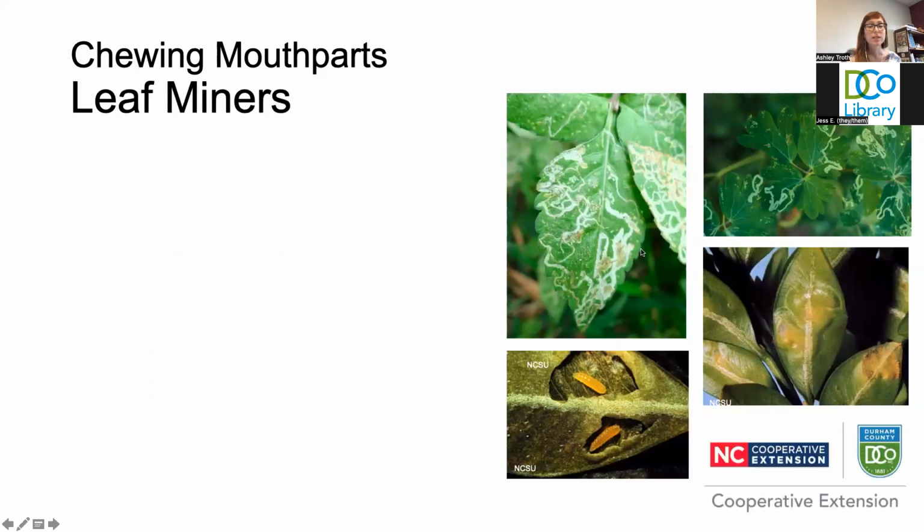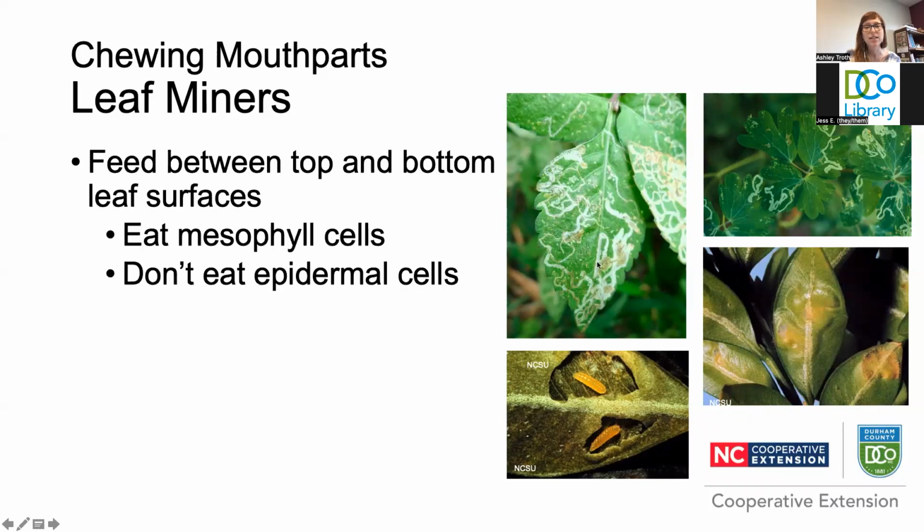Chewing mouth parts, the leaf miners are a totally different set. These are interesting. I love this. I actually think this is really pretty and really cool. What the leaf miners are doing is they feed between the top and the bottom of the leaf. I just think this is so cool, where they think the outermost layer on the top and the outermost layer on the bottom are too tough. And so instead they like to eat just the middle layer because it's the tastiest.